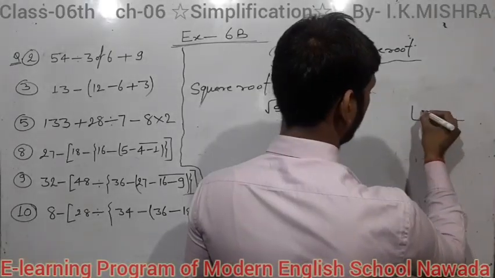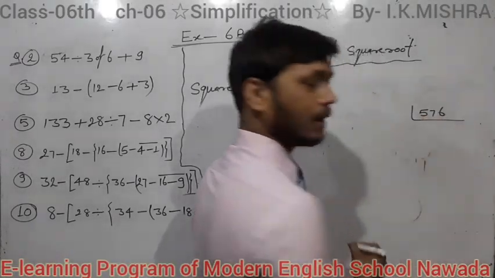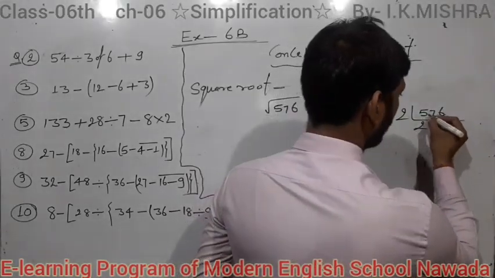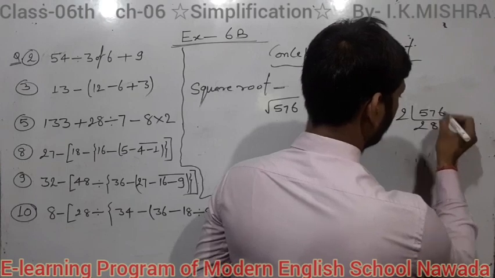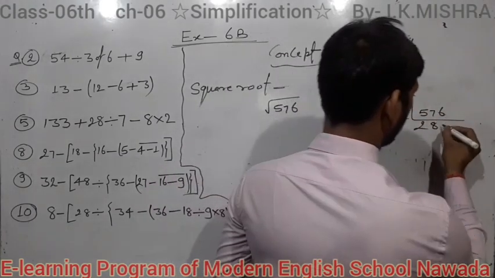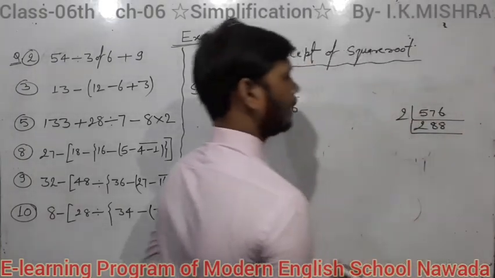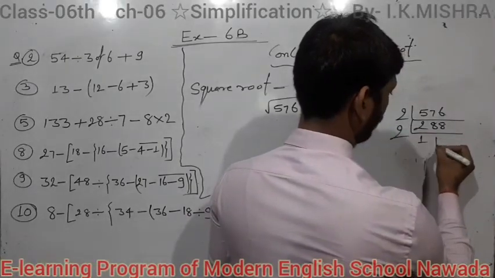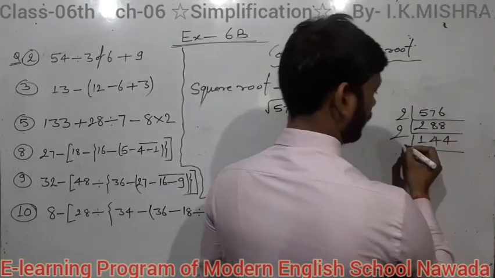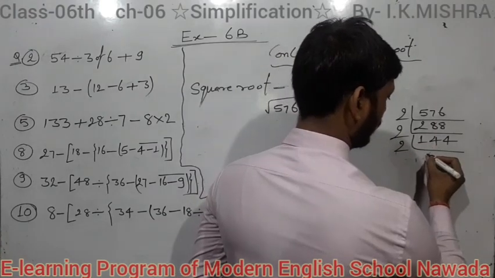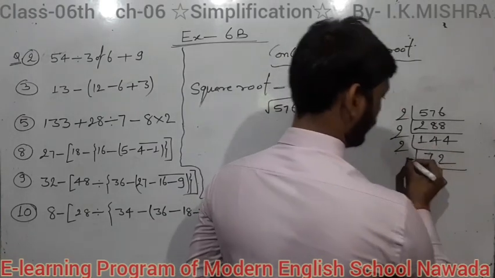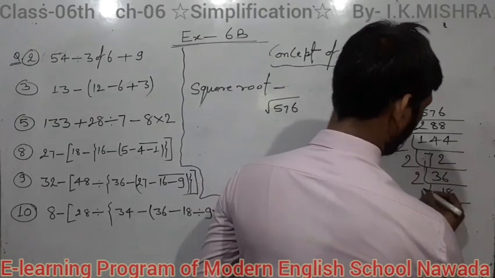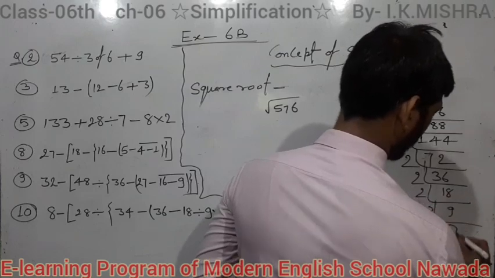First of all, find the prime factorization of 576. Do 2 times 2, 8, 8. Now 2 times 144. Again 2 times 72. Again 2 times 36. Again 2 times 18. Again 2 times 9. Again 3 times 3.